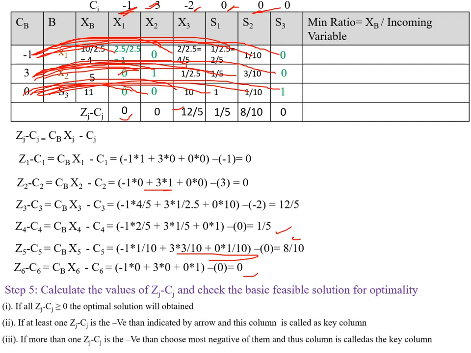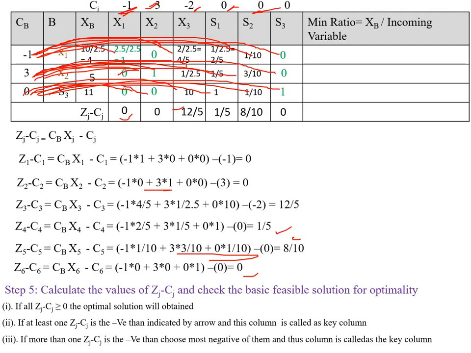And observe the three conditions. So first one is, if all the Zj minus Cj are greater than or equal to 0, we will get the optimal solution. And the second condition is, if at least one Zj minus Cj is negative, then we have to indicate the arrow, and the respective column we call the key column. And next one is, if the Zj minus Cj has more than one negative value, choose the most negative, and the respective column we call the key column.